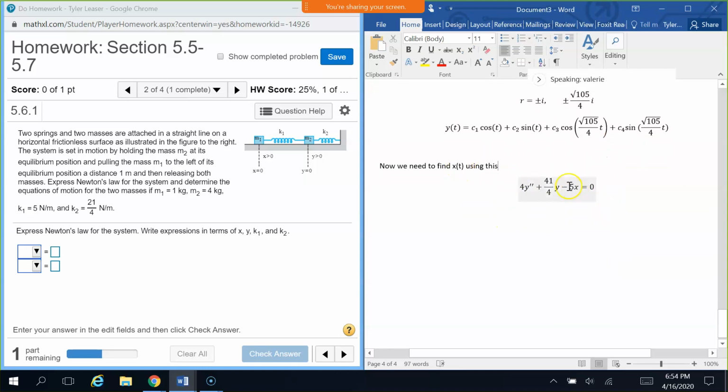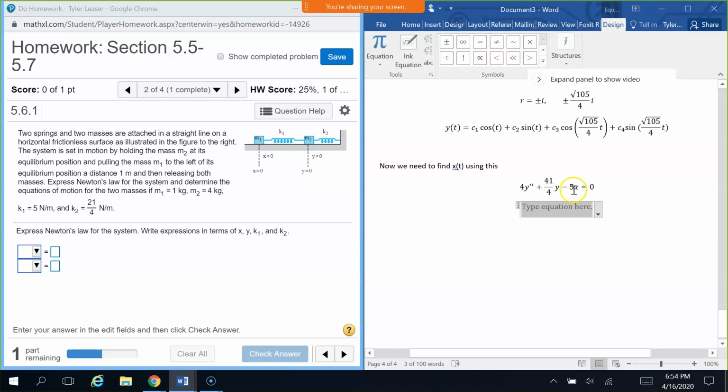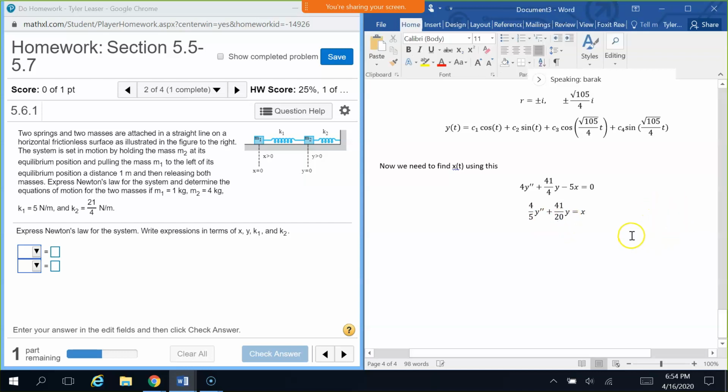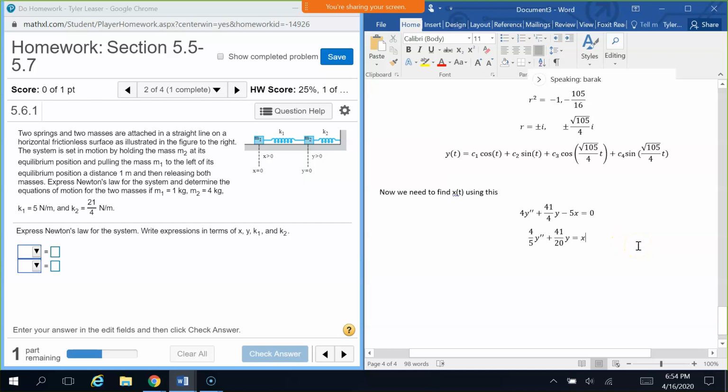All right, so now we need to find x of t using the second equation from our differential equations. We're just going to solve that for x. So here I'll just add it over and then divide everything by 5. Since I know what my y is equal to, I can just plug that into this equation now to figure out what my x is equal to. Unfortunately, I have to take the second derivative of this thing and plug it in here.